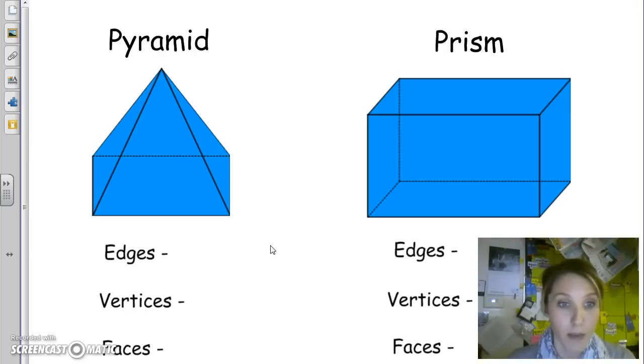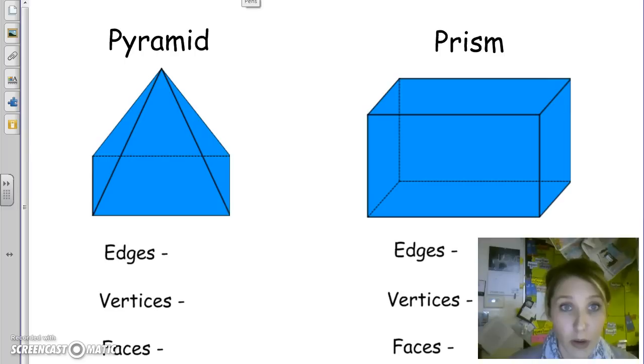Now, a pyramid has a different shape on the bottom than it does on the sides. Pyramids can come in many different shapes and sizes. This pyramid has a rectangle on the bottom and then triangular faces on the top. The thing that stays the same with every pyramid though is that there are all triangular faces along the top. The bottom is the only shape that changes.